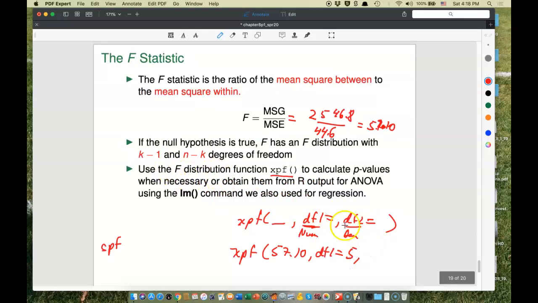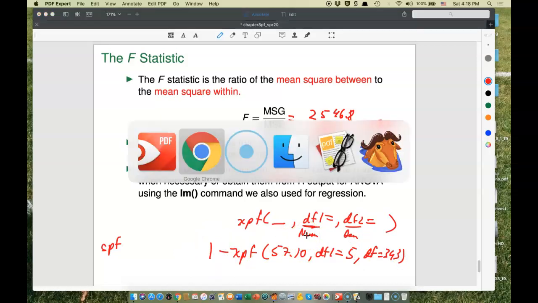And the n minus k, we already saw, was 343. So that's going to be the idea. In fact, we'll be looking at the upper tail, so there'll be a 1 minus it. All right, so let's go over to R.